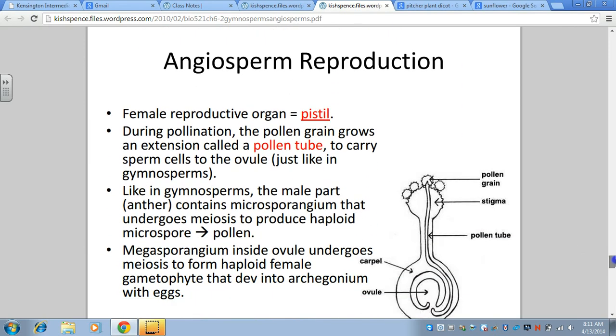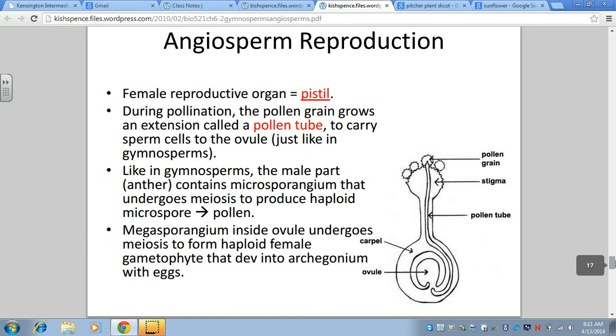Reproduction in angiosperms is a little bit more complicated. The same general thing happens as with the cone-bearing plants or the gymnosperms. The pollen grains have to land and they'll develop a pollen tube, and the sperm is going to swim down through and fertilize an egg in the ovule.